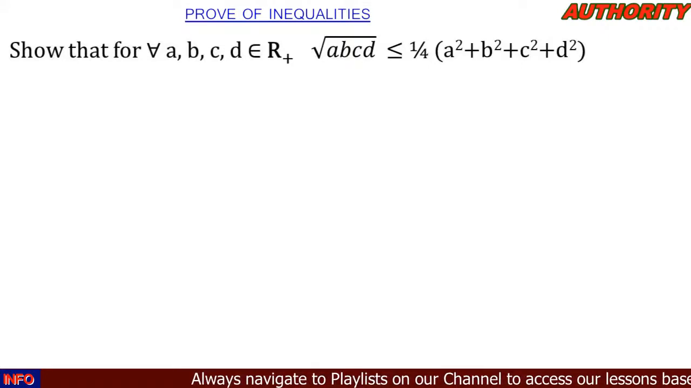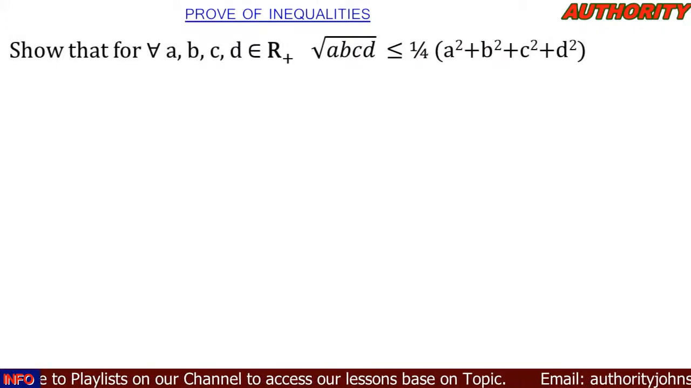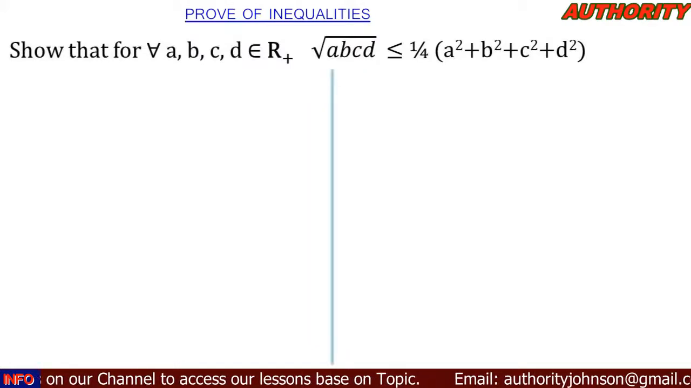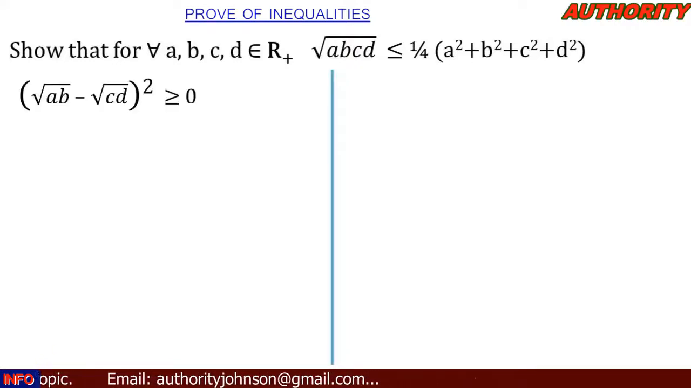Okay, yes. Now pay attention. In this proving, we can start from this place to the end, or from the end to the beginning. So what are we going to do? Let's start from the end to the beginning. So at the end, we are going to see that the square root of ab minus the square root of cd, all the bracket squared, is greater than or equal to 0.